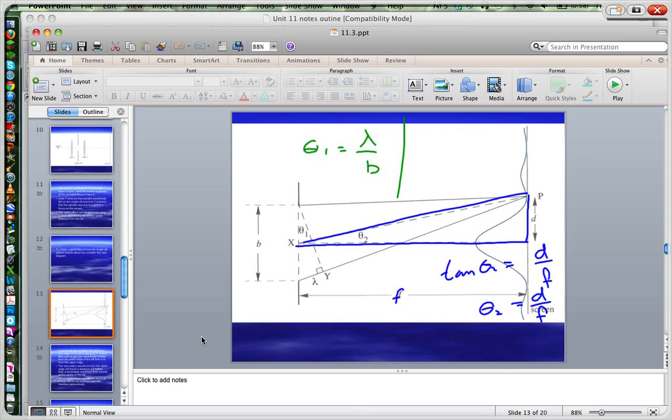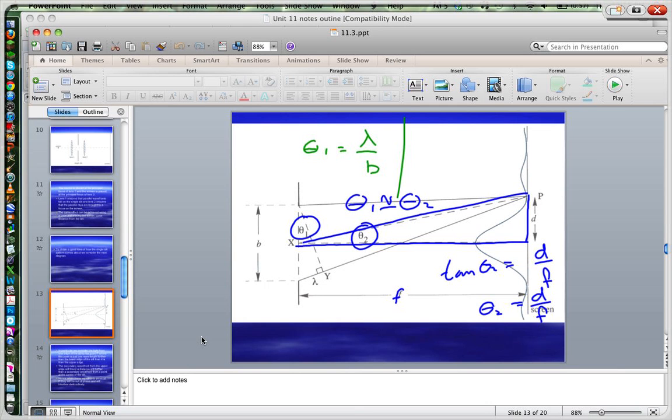Now, this is where you may find it a little bit difficult to believe. The next thing I'm going to say is that it turns out that often this theta 2 and this theta 1 are of comparable values. They turn out to be pretty much the same value. Theta 1 approximates to theta 2. In reality, they're both very small, and we can approximate that they are equal to each other.